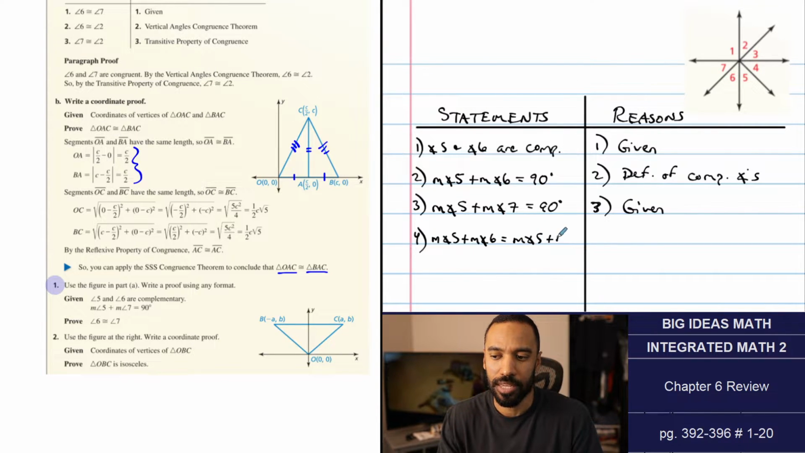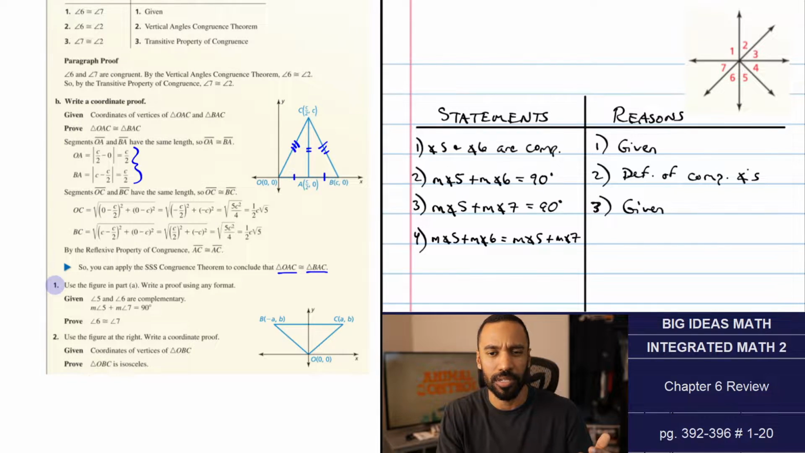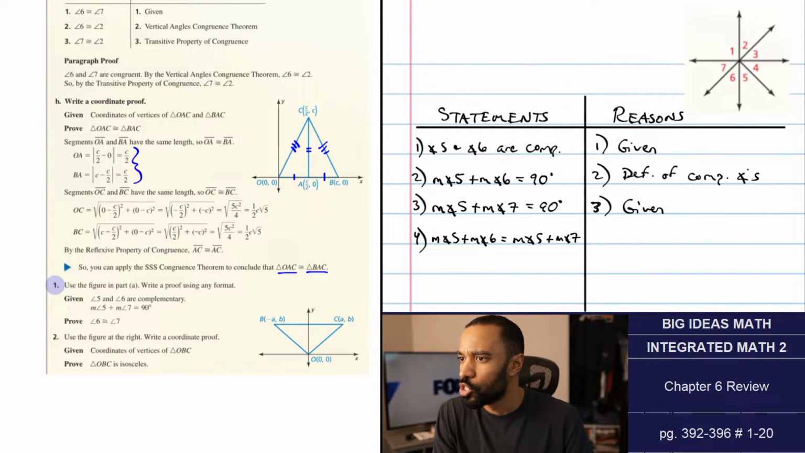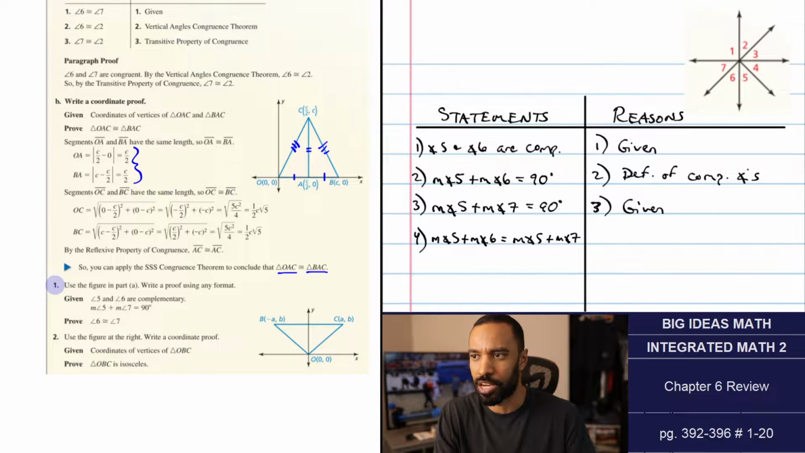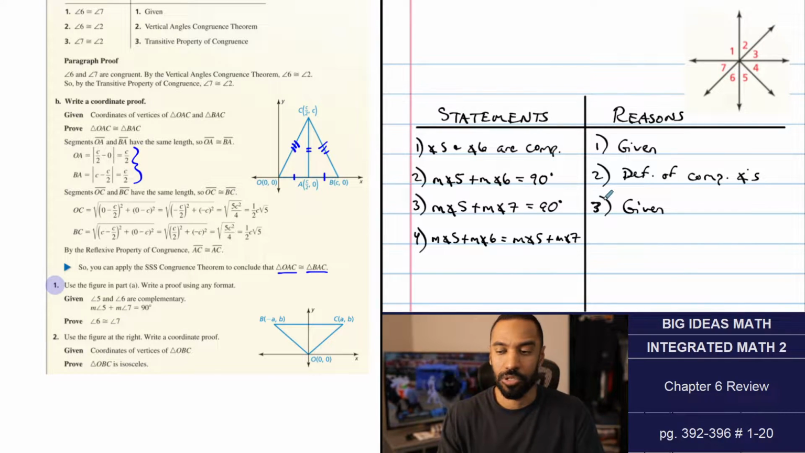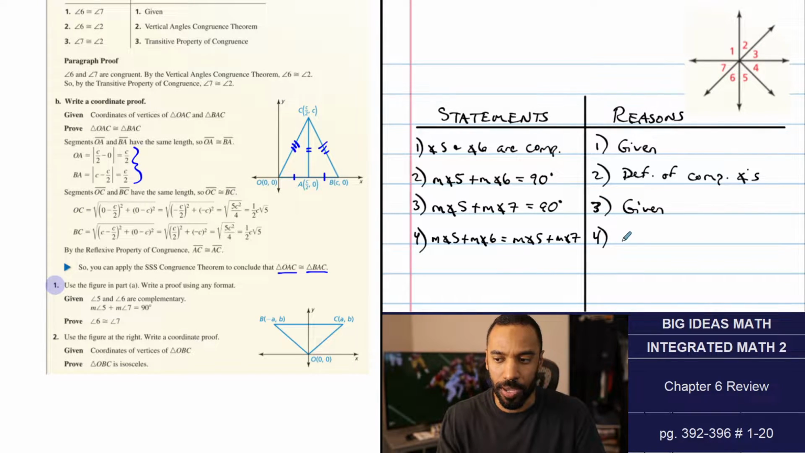Now, we saw something kind of similar to this when we said angle 2 is congruent to, what was it? Oh, I have the diagram here. 2 was congruent to 6 and 7 was congruent to 6. Therefore, 2 was congruent to 7. That was known as the transitive property of equality. Two angles congruent to the same angle are congruent to each other. There's a transitive property of equality as well.